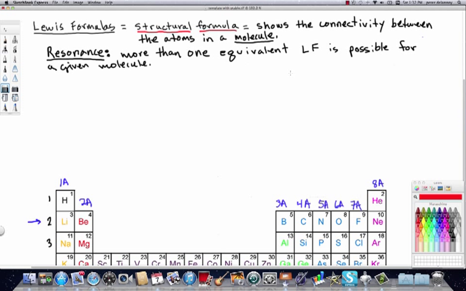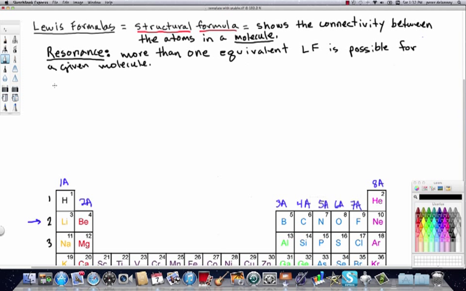Okay, in this video, which is the 10th video in the playlist that deals with Lewis formulas, what I want to do here is practice drawing some resonance formulas with the viewer. So again, resonance is a situation we have when there's more than one equivalent structure possible for a particular molecule.